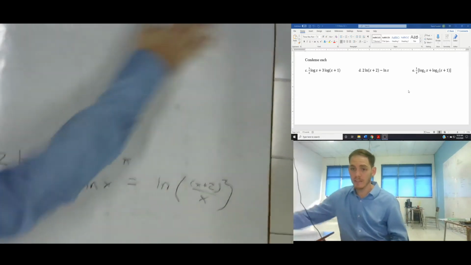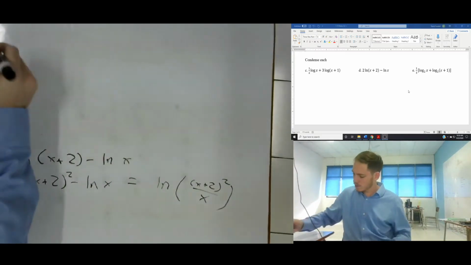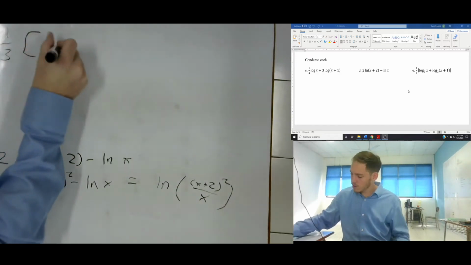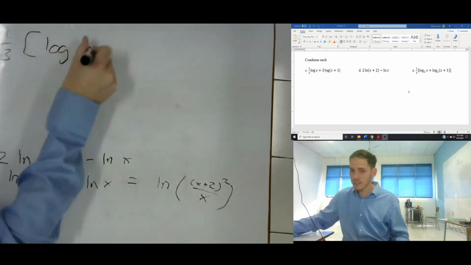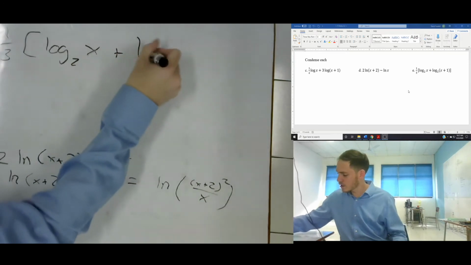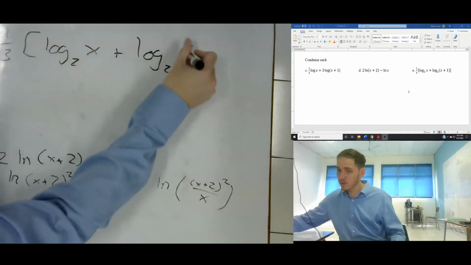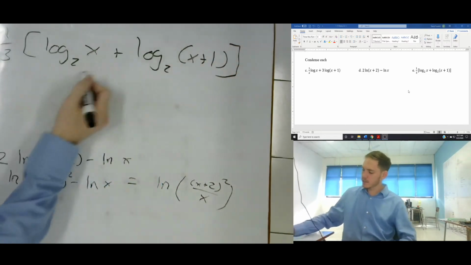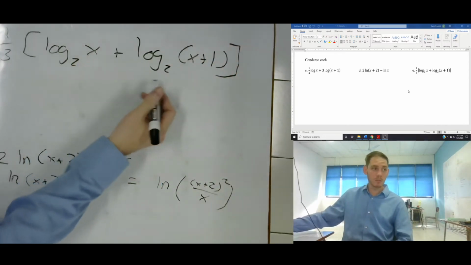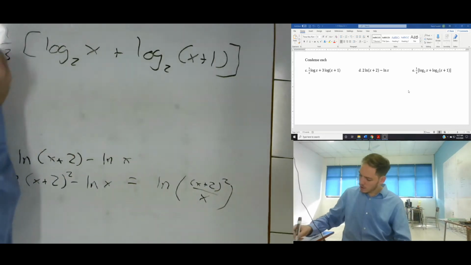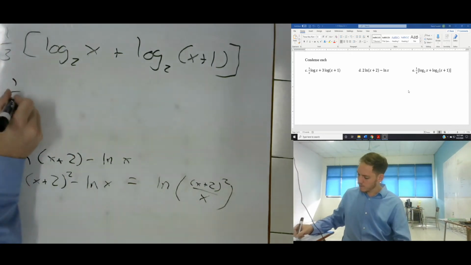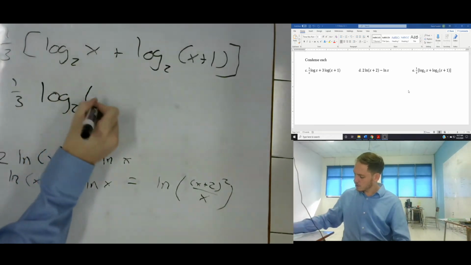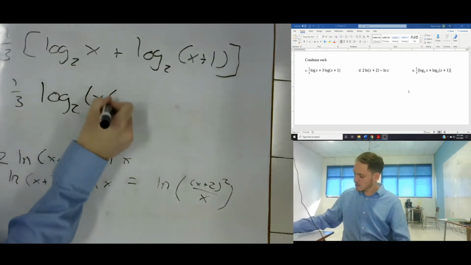And finally, the statement we have in this one. We have 1/3 on the outside, log base 2 of x plus log base 2 of x plus 1. So first thing is, this is addition, which becomes multiplication. So then we get 1/3 log base 2 of x times (x plus 1).